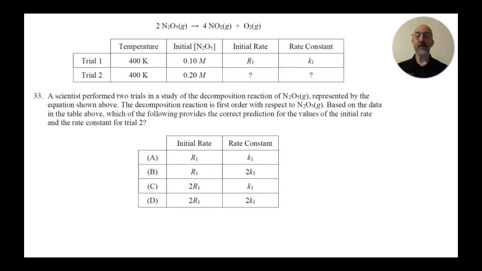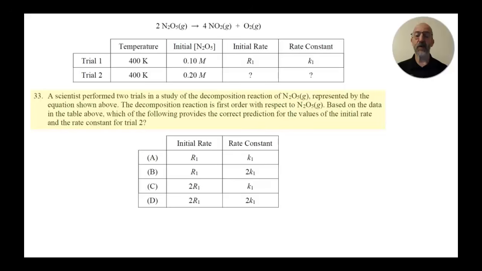Question 33 relates to Unit 5, Kinetics. It says, a scientist performed 2 trials in a study of the decomposition reaction of N2O5, represented by the equation shown above. The decomposition reaction is first order with respect to N2O5. Based on the data in the table above, which of the following provides the correct prediction for the values of the initial rate and the rate constant for trial 2?